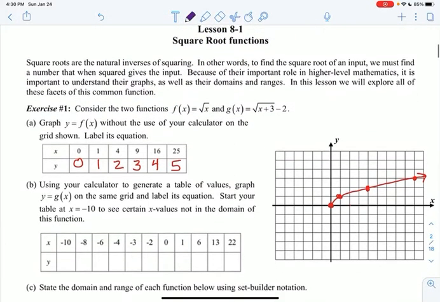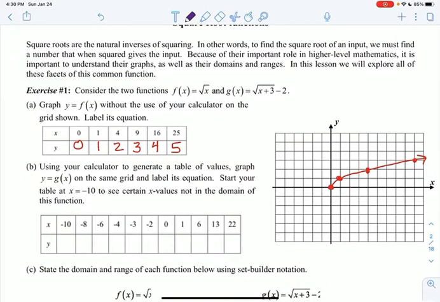Now, using your calculator, let's generate a table of values for y equals g of x on the same grid and label its equation. I did these already. We're going to start your table at x equals negative 10. If you plug this into your calculator, in your Y1 you're going to plug in the square root of x plus 3. Then make sure you come out of the square root by hitting the arrow to the right, and then you're going to do minus 2.